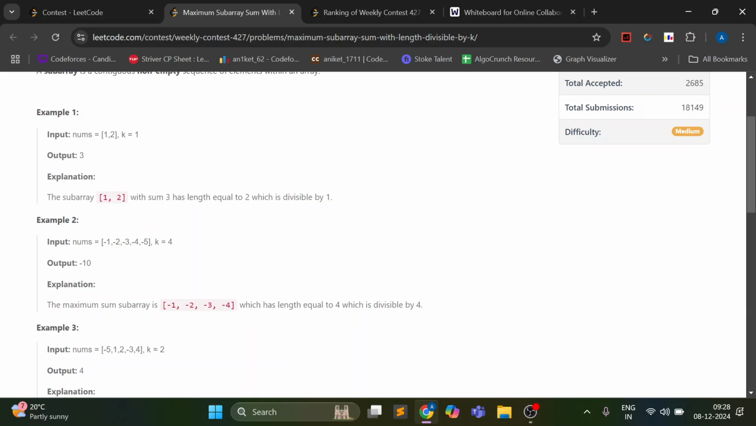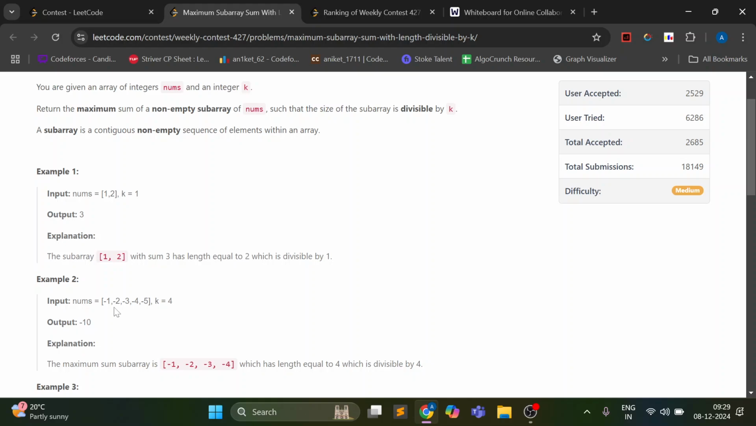Now in this case, minus 1, minus 2, minus 3, minus 4, minus 5, k is 4. So there are two options. This first one, these four elements, should sum out to be minus 10, and then this one would be minus 14. The maximum of minus 10 and minus 14 is minus 10. So here the answer is minus 10. Note that the answer here is not 0 because we have to return a non-empty subarray.